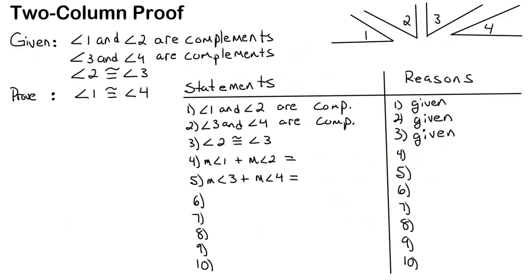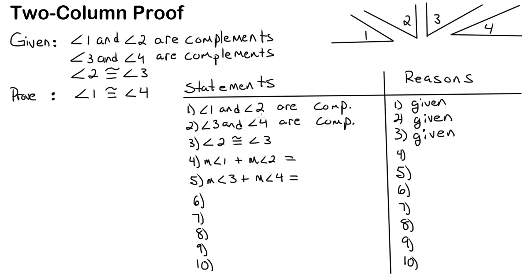So let's go ahead and take a look at this concept as a two-column proof. We see our figure here, angles 1, 2, 3, and 4, and so we have our givens. So given angle 1 and angle 2 are complements, and that angle 3 and angle 4 are complements, and that angle 2 is congruent to angle 3, prove that angle 1 is congruent to angle 4. So let's take a look at our statements and our reasons, and I've already filled some of these in.